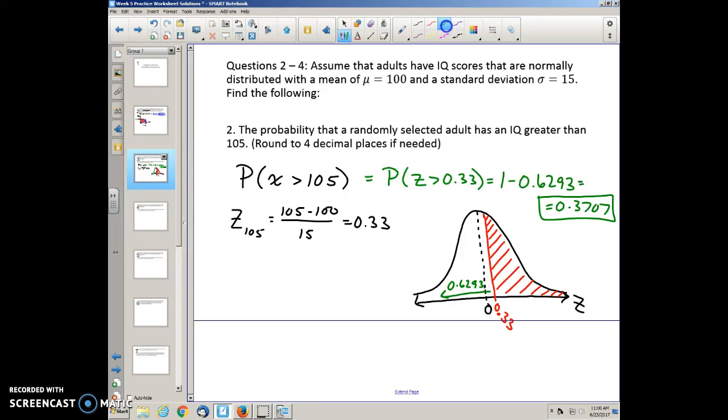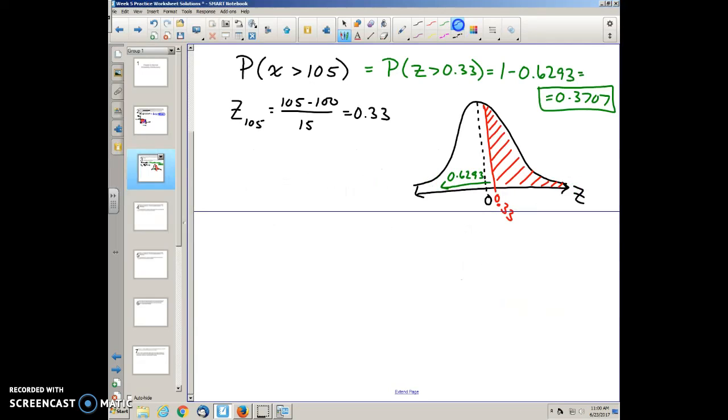If you have a graphing calculator, you can use what's called normal CDF. For normal CDF, what you need is left boundary, right boundary. So we want the area from 0.33 to infinity, but we're going to write 99999. You could also use 1e99 to indicate 1 times 10 to the 99th power, which is actually bigger than this number.